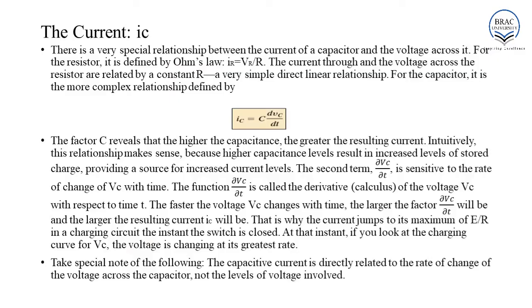The current of a capacitor is directly proportional to the rate of change of voltage across the terminals of a capacitor. That is, IC is directly proportional to dVc by dt. In order to remove the proportionality, C is introduced in the expression, and hence IC will be equal to C dVc by dt. This states that the higher the capacitance of a capacitor, the greater will be the value of the resulting current.